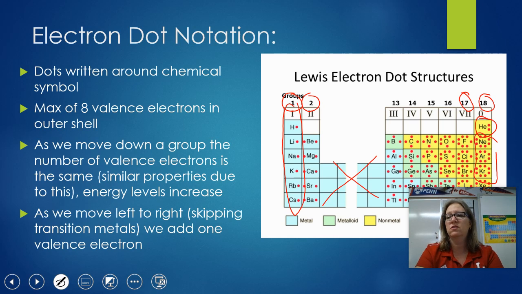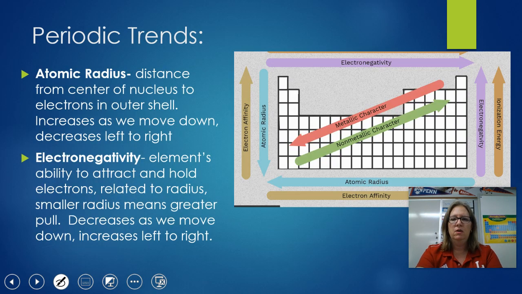Helium is also considered non-reactive because it only has the 1 ring that can only hold 2, so it's also considered full and therefore pretty stable. All right, so because of this, we get some periodic trends. We get some patterns that we see as we move through this periodic table. The book talks about 2 of them.